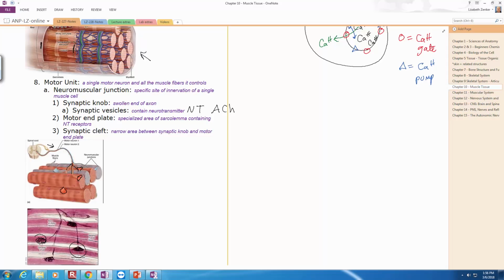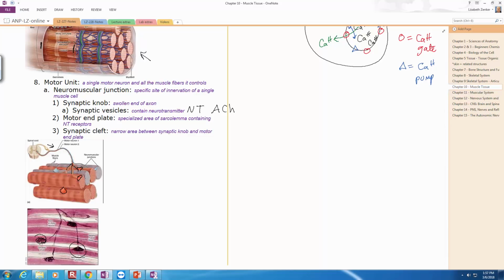Okay. Let's see, what else do I need to tell you? So the synaptic knob is the swollen end of the axon. It doesn't touch, but it's very close. Inside the synaptic knob are the synaptic vesicles, the membrane-bound sacs that contain the neurotransmitter. And for skeletal muscle, it's what?